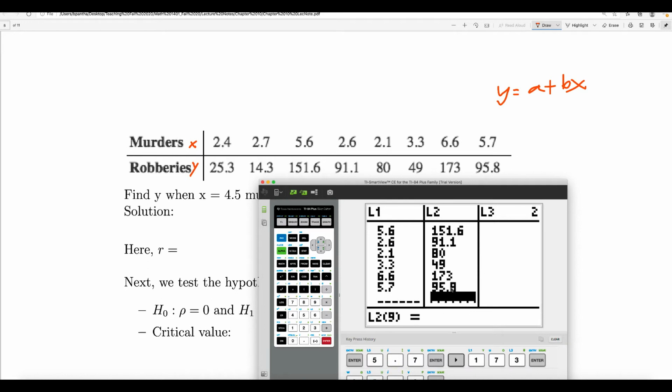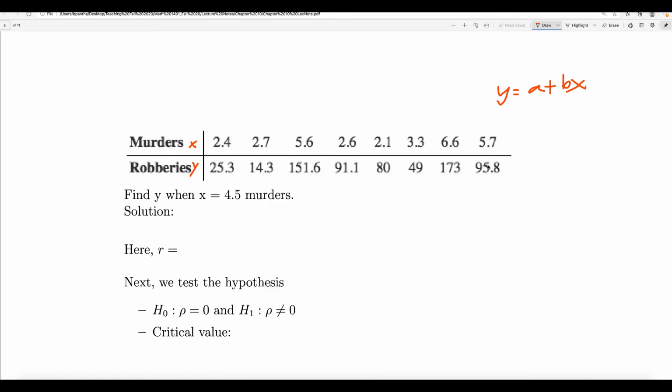One of the things you should be careful about is that you never mismatch the order, because they come in pairs. For example, whenever there are 5.7 murders per 100,000, at that time there are 95.8 thousand robberies, and so on. So this is how they come in pairs, and you should not mismatch those. 5.7, 95.8, this is that one, right?